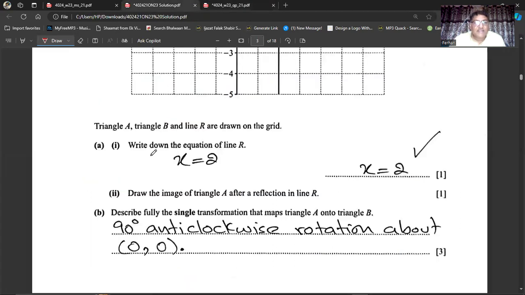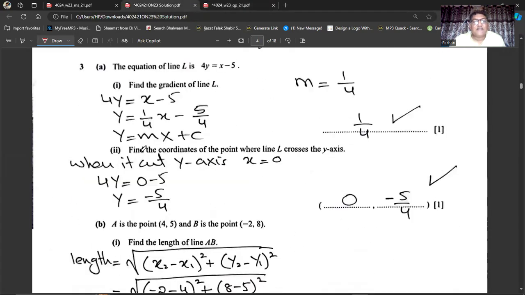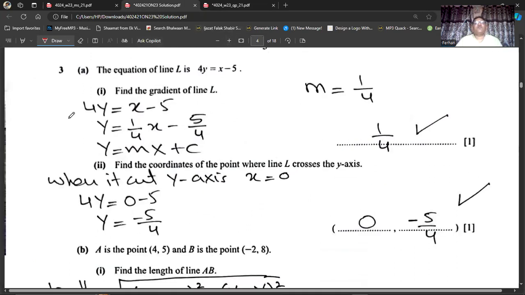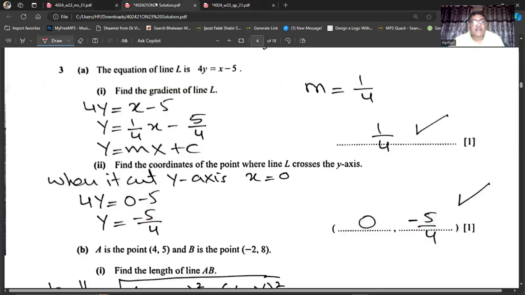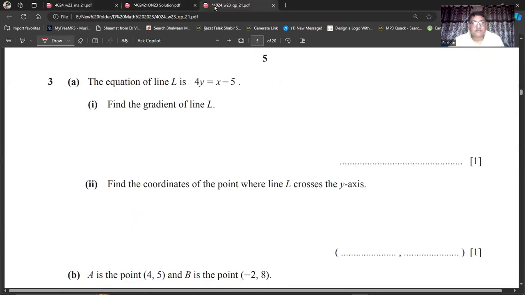So we will have to make y alone on this side. You can see here 4y equals x minus 5. So y will be equal to 1 by 4 x minus 5 by 4. When y is alone, the coefficient of x is the gradient. So compare it with y equals mx plus c. So m will be equal to 1 by 4. So the gradient of this line is 1 by 4, and our answer is right. This is how I have done this.